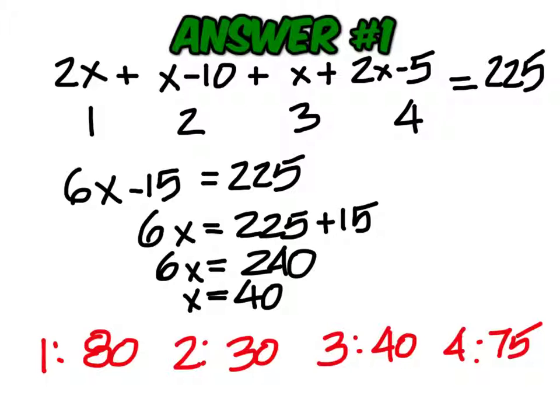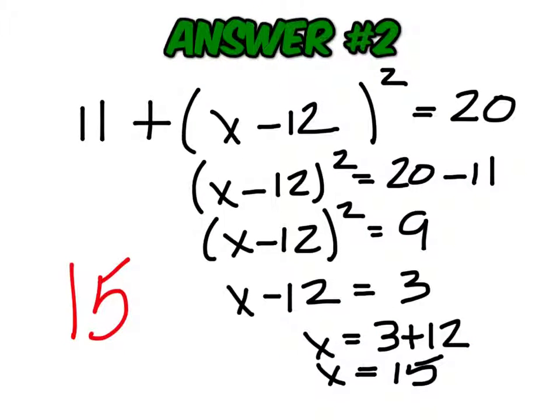On the first one, you're going to have 2x plus x minus 10 plus x and plus 2x minus 5 equals 225. The third one was the one that you're referencing, so you make that x, the unknown. You have 6 x's. Simplify negative 10 and negative 5 to get negative 15. Move this to the right, make it plus. You get 240. Divide by 6. So the third one is 40. That makes the first one 80, the second one 30, and the fourth one 75.